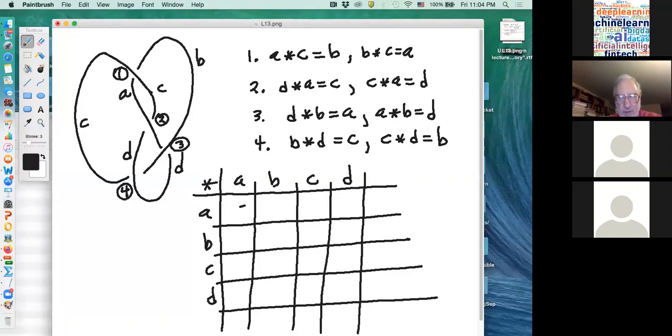So let's put in all the information we know. We know that the square of everybody is equal to itself. Now we have A times C is B. B times C is A. D times A is C. C times A is D. D times B is A. A times B is D. B times D is C. C times D is B.